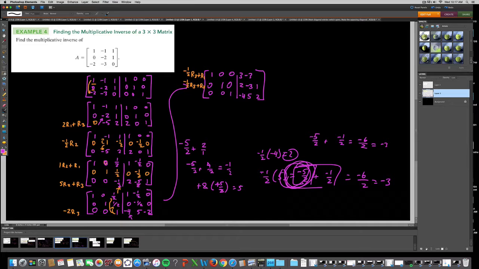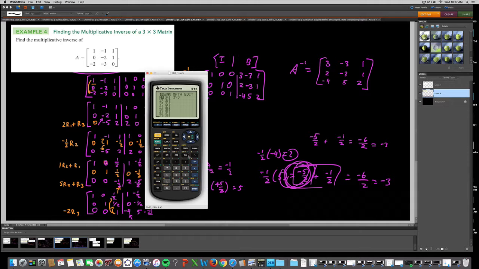And then last but not least, negative a half times this negative 2 is 1, and 1 plus 0 is 1. So I want to suggest that this now on the left is I and this on the right is B. Therefore, this B is equal to A inverse. And we could say that A inverse exists, and we know it as this 3 by 3 matrix: 3, negative 3, 1, 2, negative 3, 1, negative 4, 5, 2. And I suppose the way we would check this is take it times the original matrix to make sure that they're actually indeed inverses of one another.